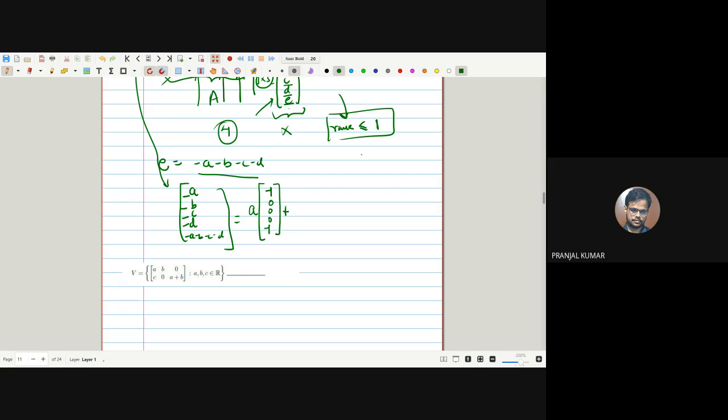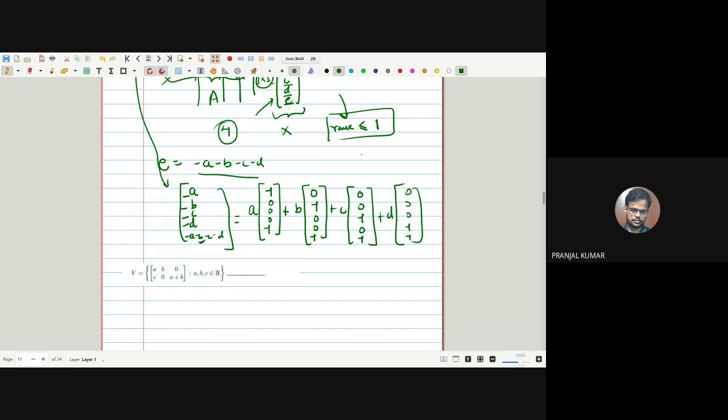Plus b times the same thing. Now place a 0, 1, 0, 0 for the variables, and there is a minus b here, so this will become minus 1. Plus c, 0, 0, 1, 0, and minus 1. Plus d, 0, 0, 0, 1, and minus 1.